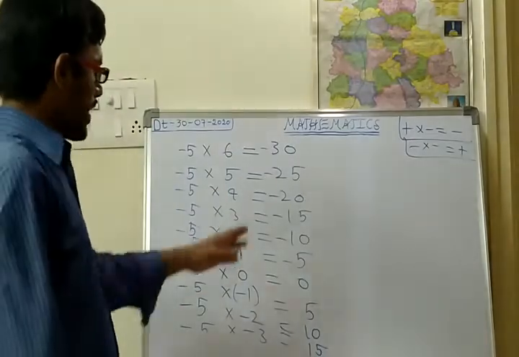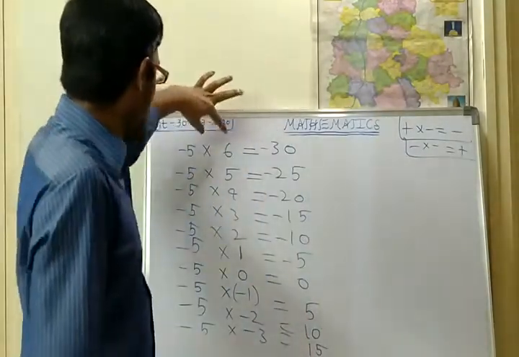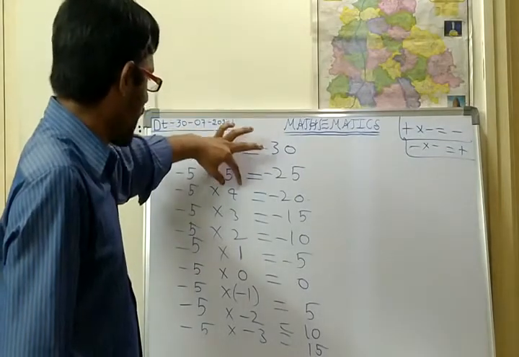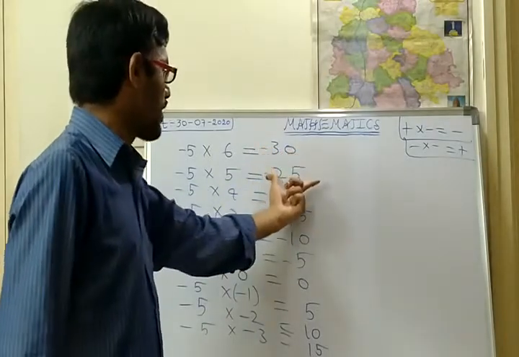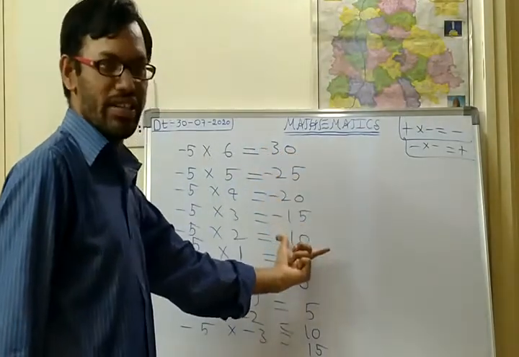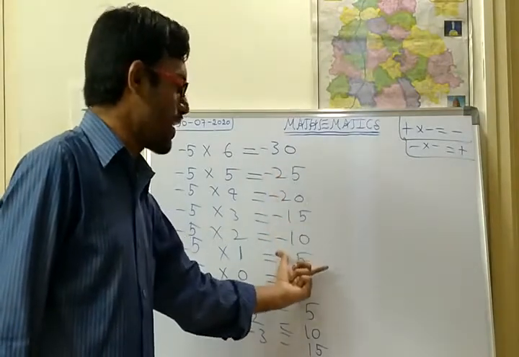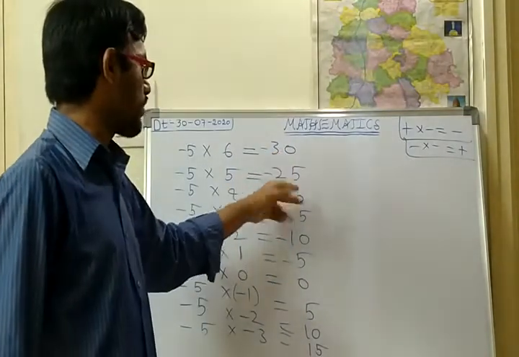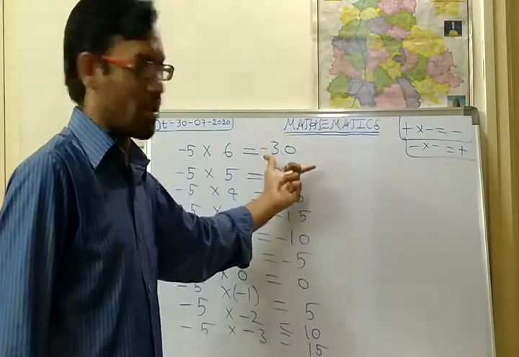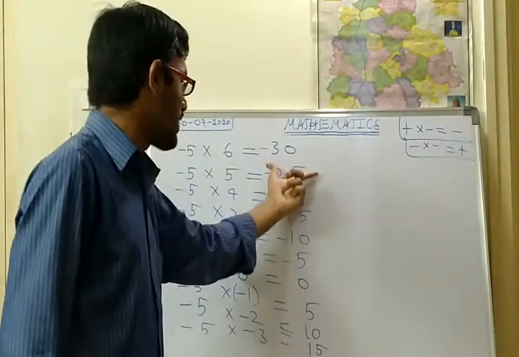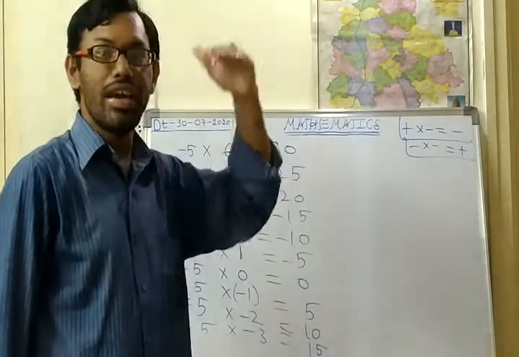Here, by seeing these results, what you are observing is that as the multiplier is getting reduced, the result is getting increased. Is it right? Minus 30, minus 25. Minus 25 is greater than minus 30. So like this, the result is getting increased. By reducing the number, the result is increasing.